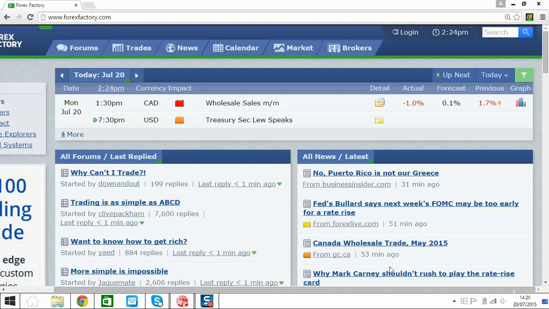So what we want to do is take the risk off the table, bank any pips that we've made, and look for the next opportunity.